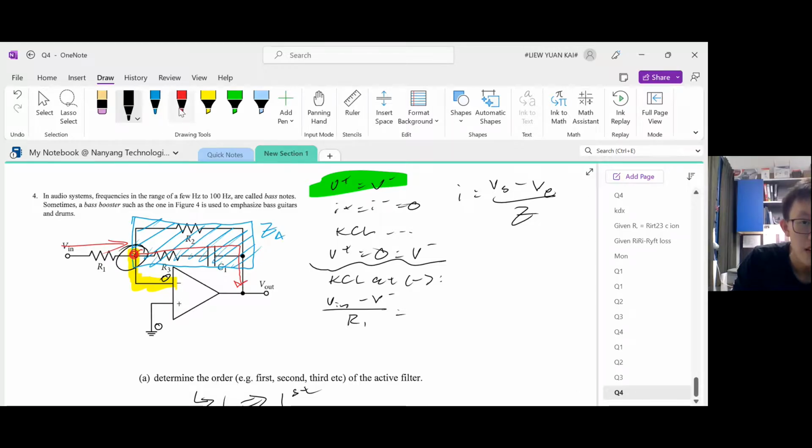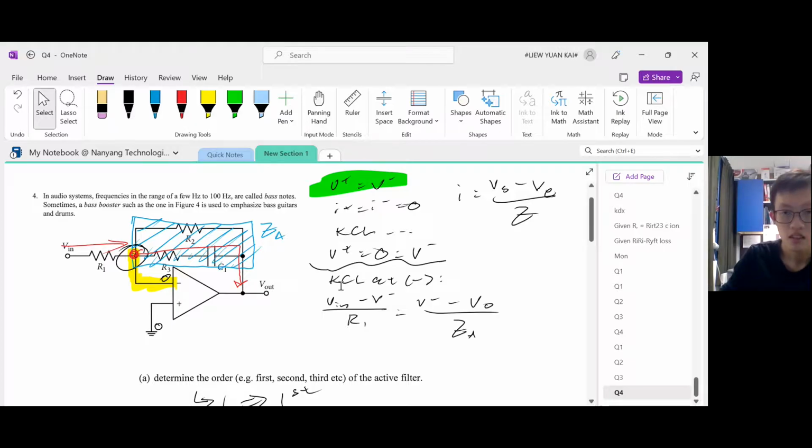And then, so now the current going out, please don't be confused. This current going out is here, okay, going through ZA and coming out at V out. So where's the V start, where's the V end? It starts at this V minus node, and then it ends at this V out. So it's V minus minus V out, divided by the impedance ZA.